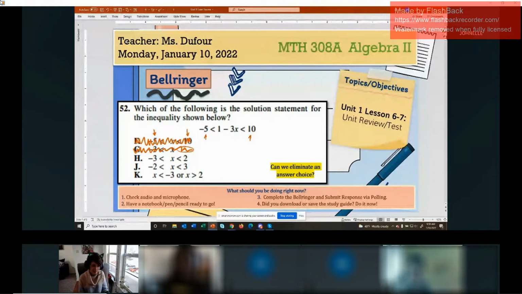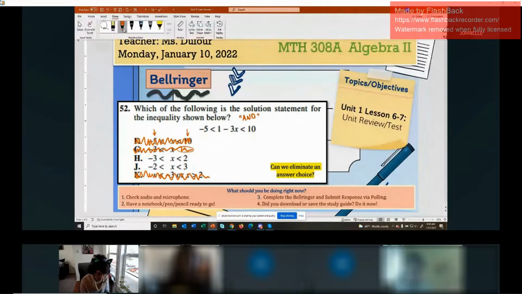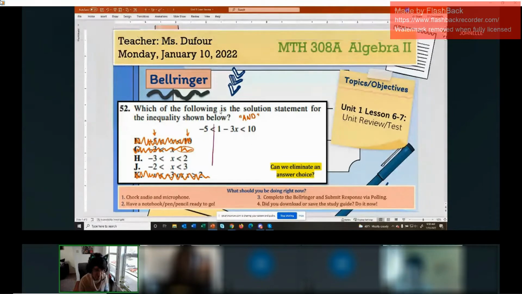Yeah, the "or" one does not fit in because this is an "and" inequality. Y'all see how there's two inequality signs? Ors don't have that. So that immediately gets him out of the picture. With 3 answer choices eliminated right off the bat, we've got a 50-50 shot.